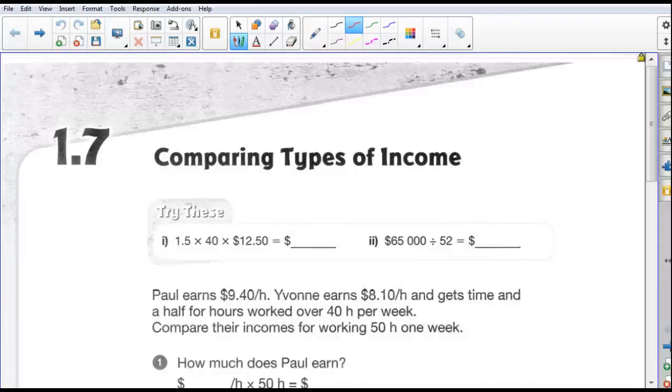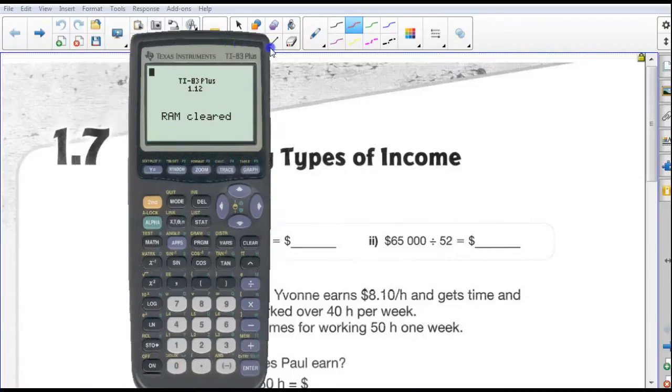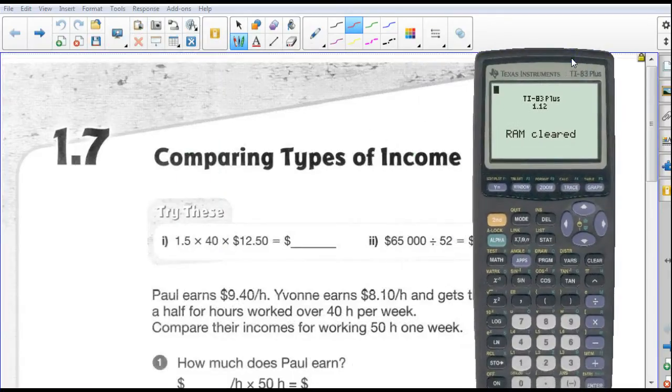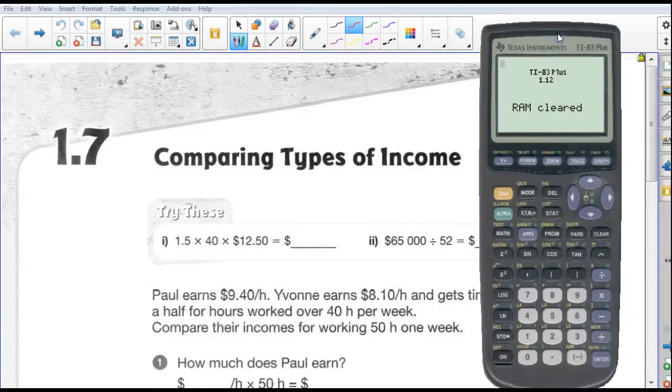Okay, this is 1.7, comparing types of income. So let's try a couple of these with the calculator here. Let's do the first one, 1.5 times 40 times 12.50. So we'll just take our calculator, clear it, 1.5 times 40 times 12.5 equals 750.